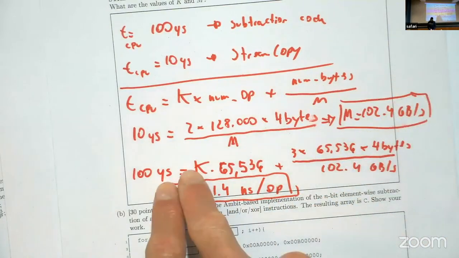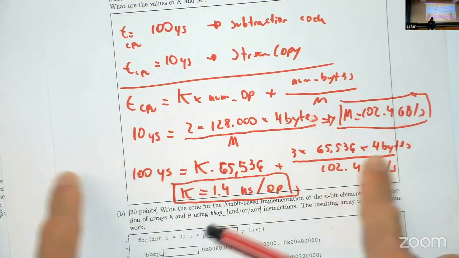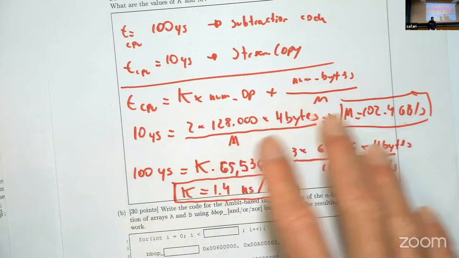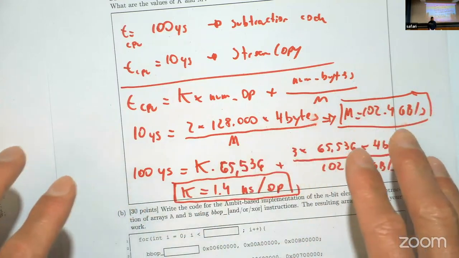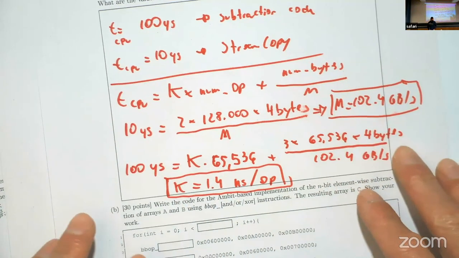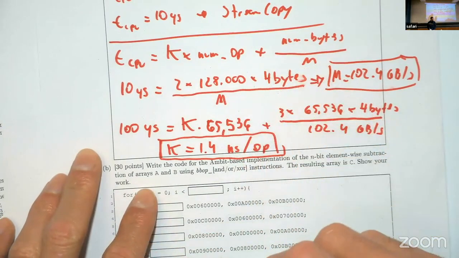Again, if you just write this equation in the exam and isolate K, but don't do any math, you can leave this as 3 times, blah, blah, blah, and that is all good. You don't need to finish the math. Just isolate the parameter that the question is asking for. That's enough. Are there any questions here? Okay.